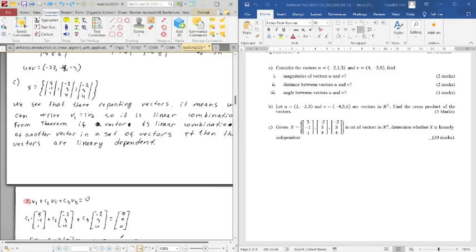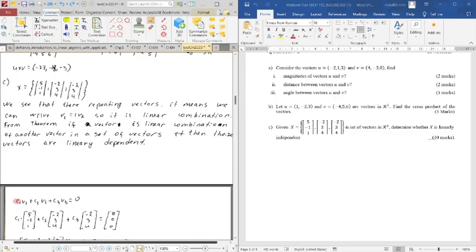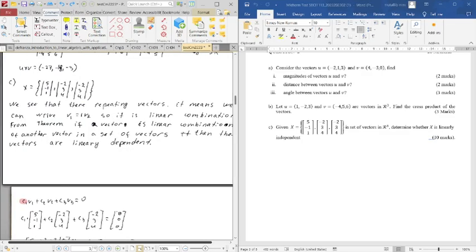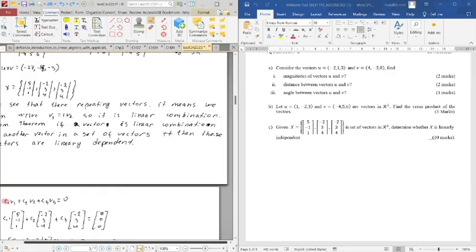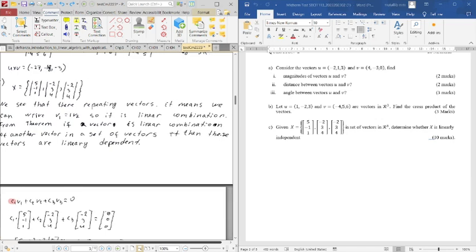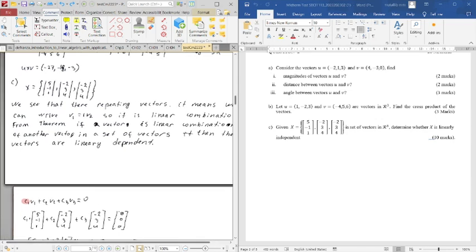It means we can write v1 equals 1 times v2, so it is a linear combination. From the theorem we know that if a vector is a linear combination of another vector in a set of vectors, then these vectors are linearly dependent.